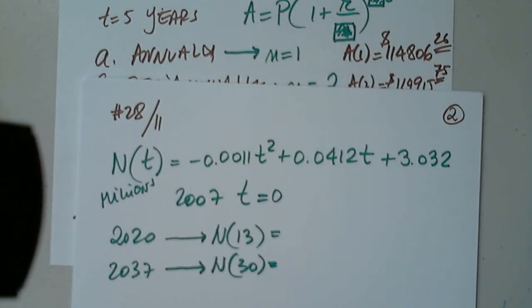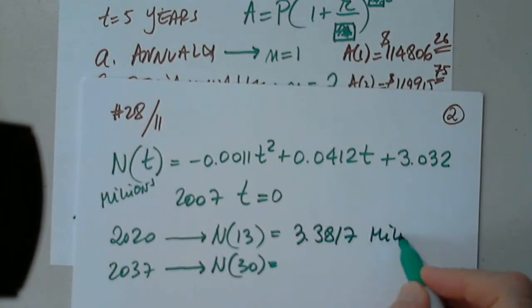Good. I go exactly to second and table, and I only want to plug in 13, and I want to plug in 30. I don't want to calculate this by hand or just punch it in twice. So this is 3.3817 millions.